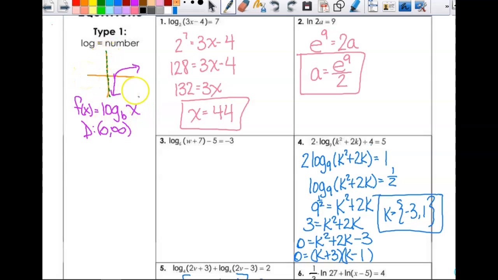Because this is your graph of a log base whatever. So like log base 2 of x would basically look like this. So whatever I substitute in has to be a positive number. That's the only thing that's allowed in your domain. The domain of the log is positive numbers only. That's all you get.